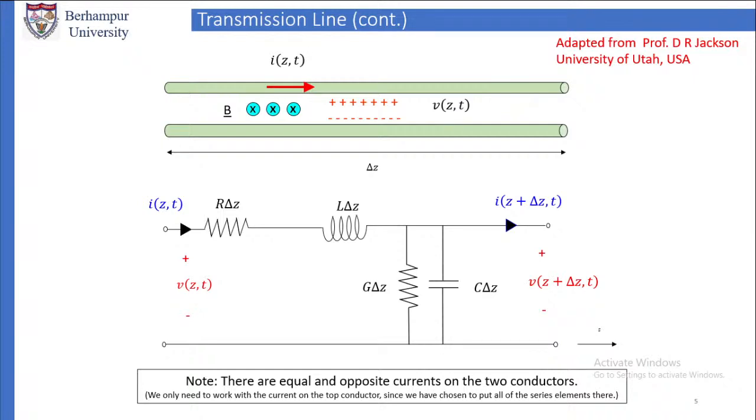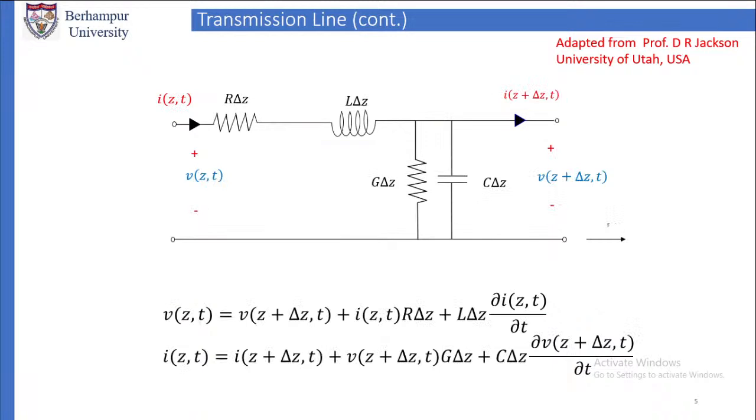Similarly, voltage entering, at the entry point, is V(Z,T). At the leaving point, where the energy leaves the section delta Z, the position is Z plus delta Z. Therefore, voltage there will be V(Z plus delta Z, T).